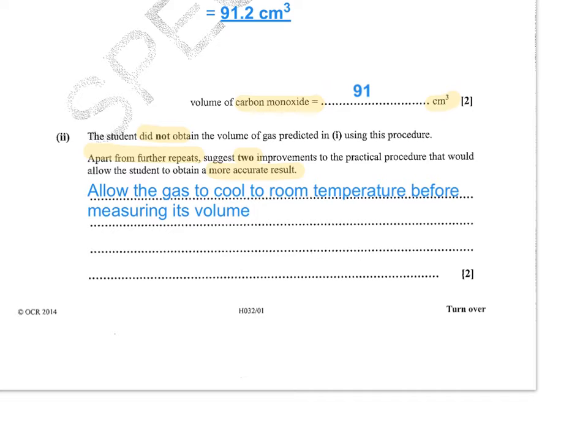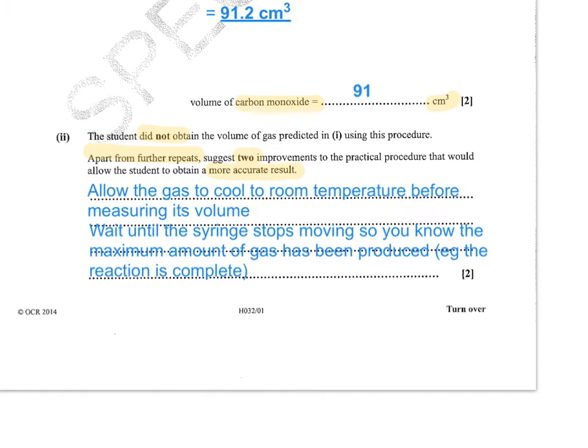Now, it didn't say for how long they heated it. And if you heat it once, it didn't say whether they'd measured the volume when it was still moving, as in whether the gas cylinder was still moving. So secondly, wait until the syringe has stopped moving, so you know the maximum amount of gas that you've been making has been produced, and the reaction is complete. Okay, so let's now go to the next question.